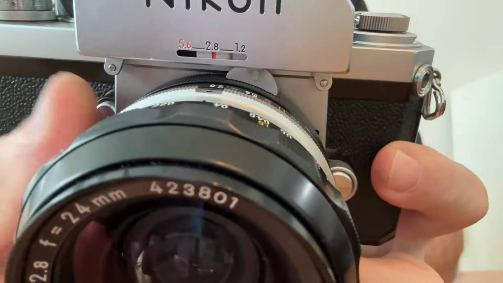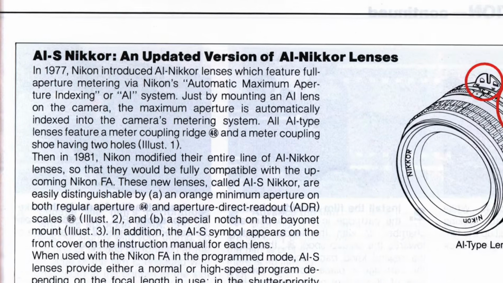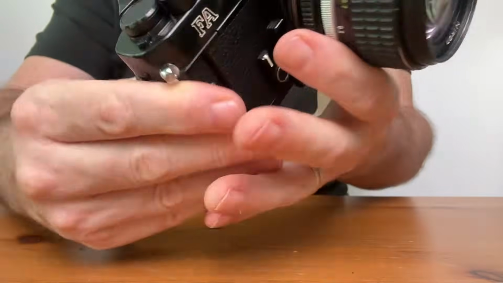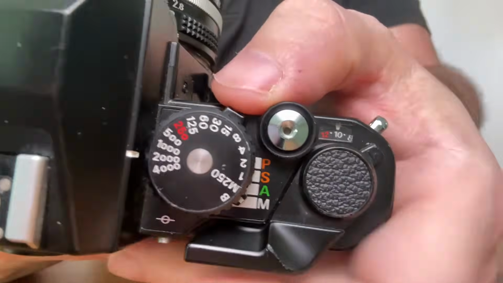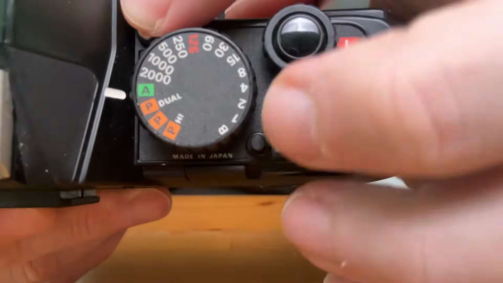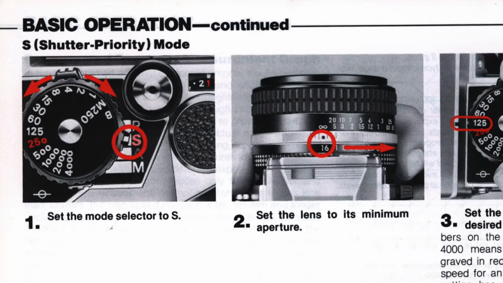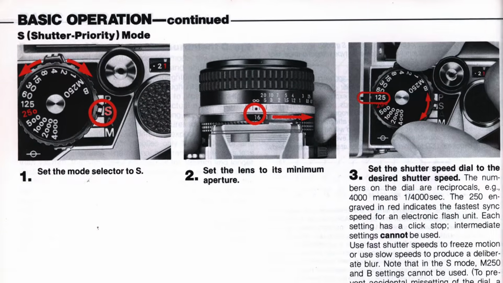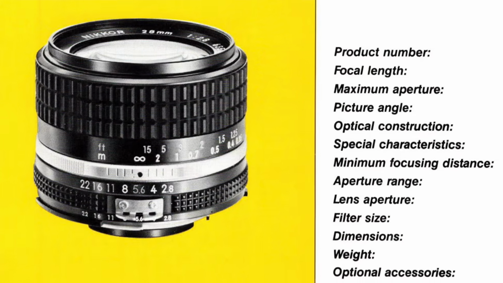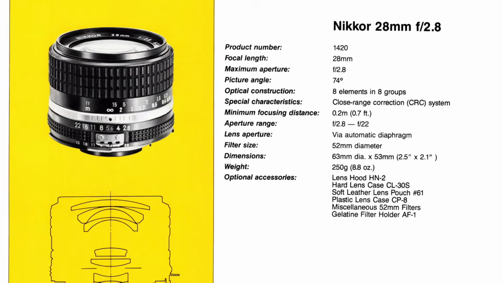Then in 1982, Nikon introduced AIS, which added linear aperture control, a feature which allowed cameras like the FA with shutter priority and program mode, and the F501 with program mode, to precisely control the lens aperture. Most AIS lenses are just mechanical updates of AI designs, but a few, like this 28mm, were completely redesigned and optically far superior.